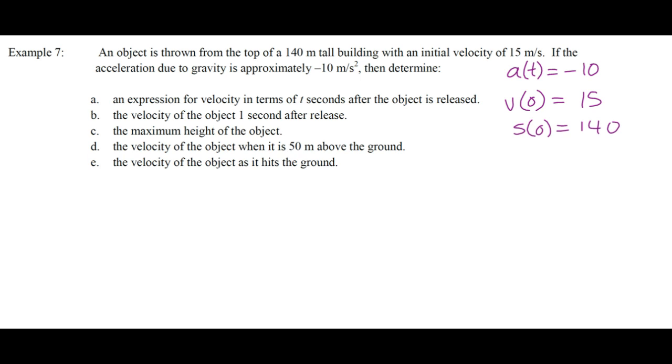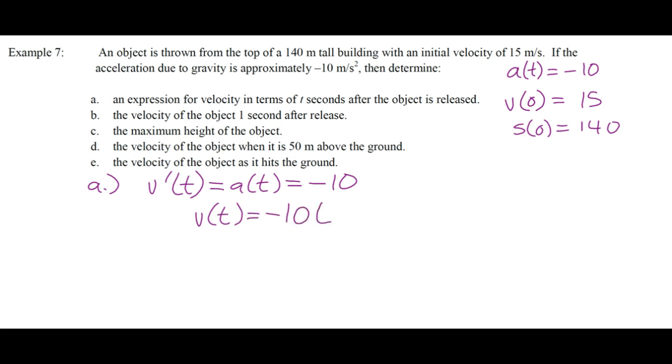All right, so what do we know? Well, v prime of t is equal to a of t is equal to negative 10. So what's v of t? Negative 10t plus c. Now, we know v of 0, so we should just be able to go straight to v of t, right? So what's v of t? Negative 10t plus 15. Yeah, negative 10t plus 15.